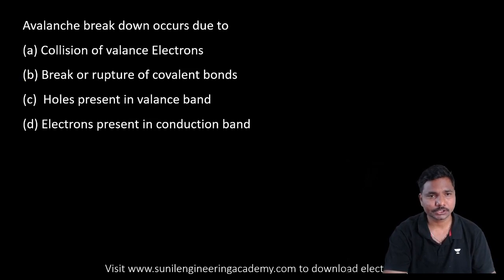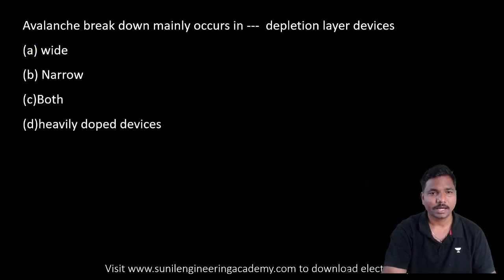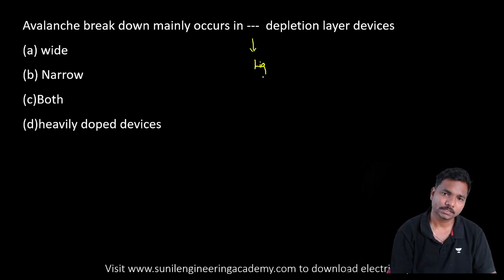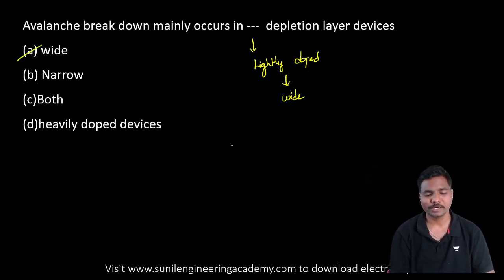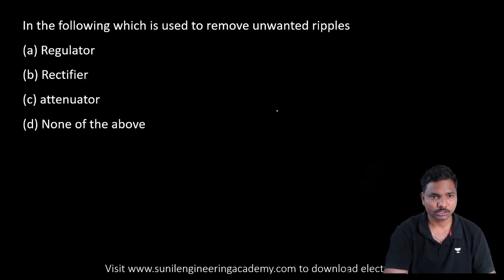Avalanche breakdown occurs due to dash. Due to collision of valence electrons, I have already given. And avalanche breakdown is the lightly doped case. Correct? Lightly doped in the sense wide depletion region. I think all of you are clear. So many students just memorize these questions, na. That is not required if we understand in a simple way. Coming to the next question.